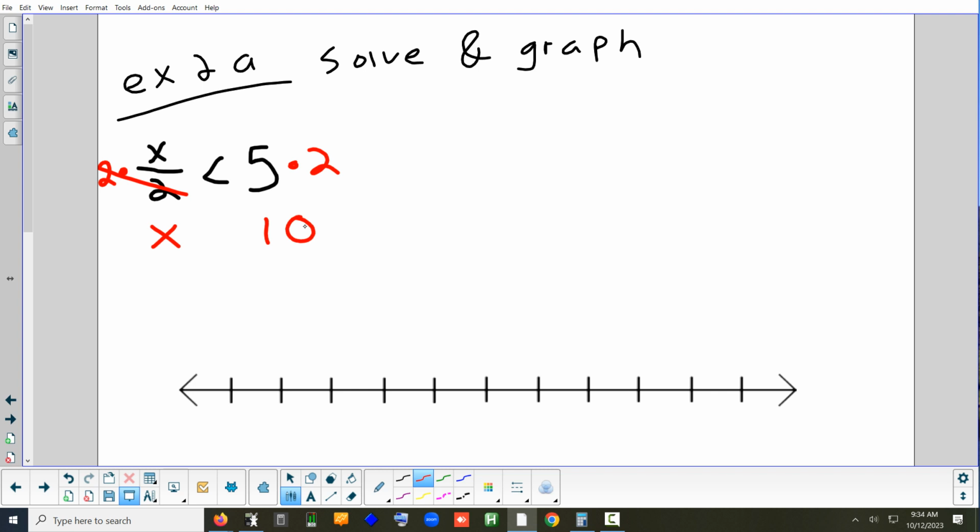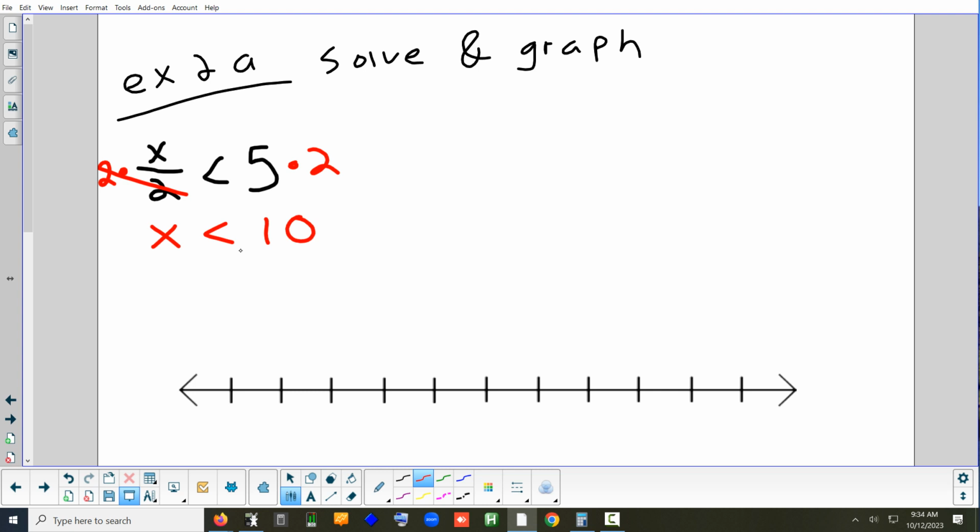And now we're going to think about the symbol. Do we flip it? The rule for flipping it is if you multiply or divide by a negative. We didn't multiply by any negatives, so it stays the same, because all we did was multiply by positive 2.